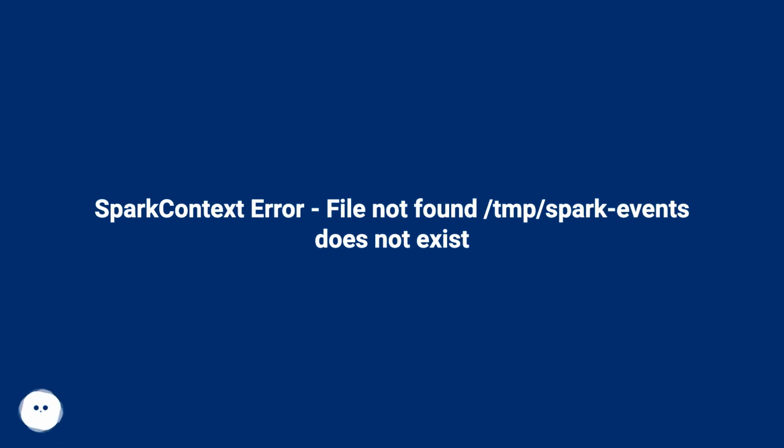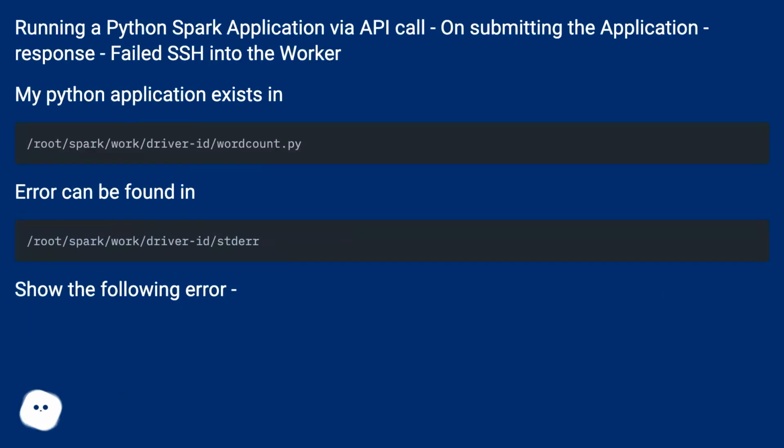SparkContext error: file not found, /tmp/spark-events does not exist. Running a Python Spark application via an API call. On submitting the application, the response failed. SSH into the worker, where my Python application exists.